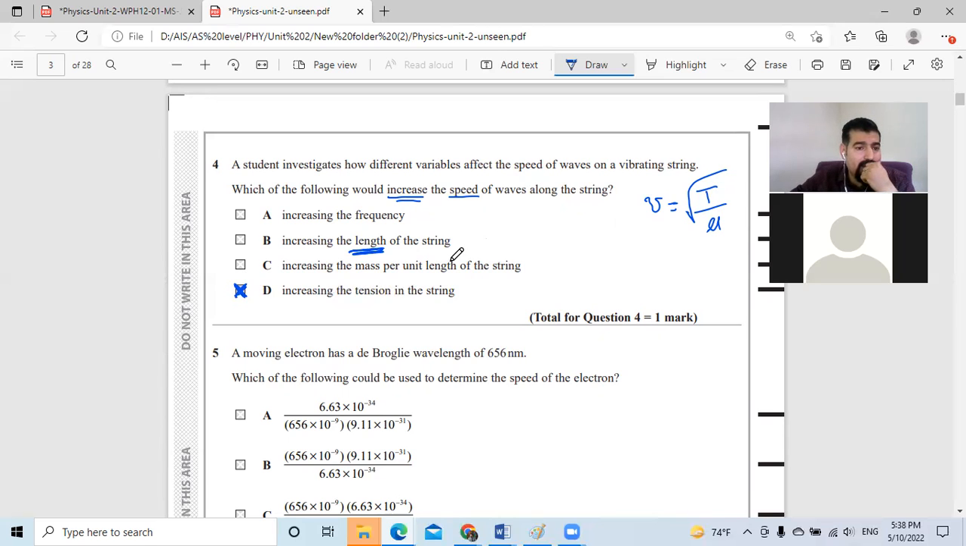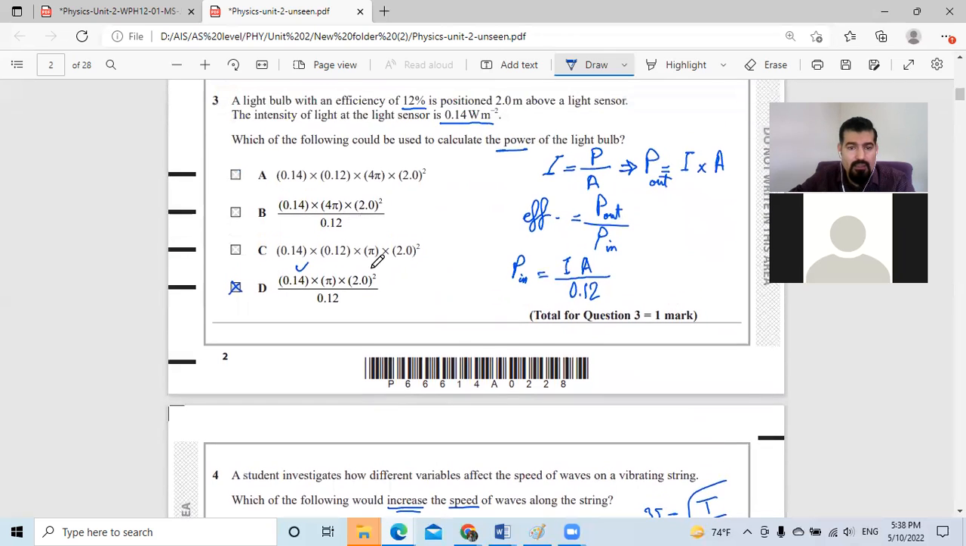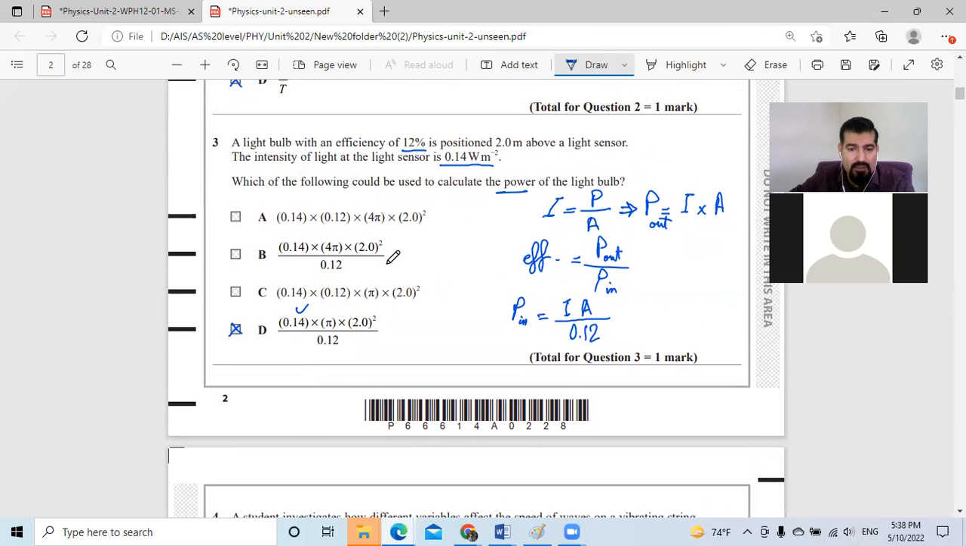Is it B, not D, for question 3? For question 3, it is B. Ah, yes, they gave us the diameter. Ah, yes, it's the area. I'm sorry. The answer is B. My mistake. The area is 4 pi r squared. There's a 4 here. I didn't see it. Okay. Thank you, Hamza.